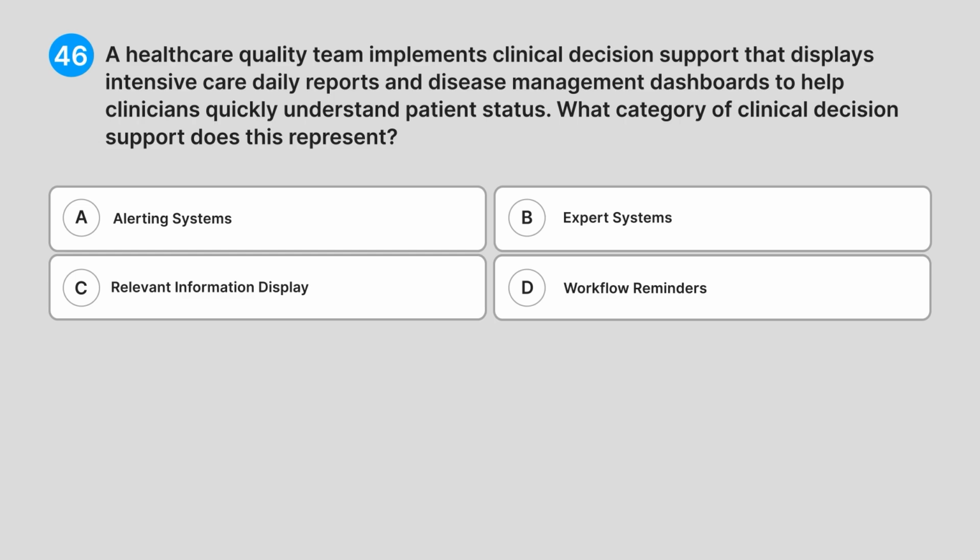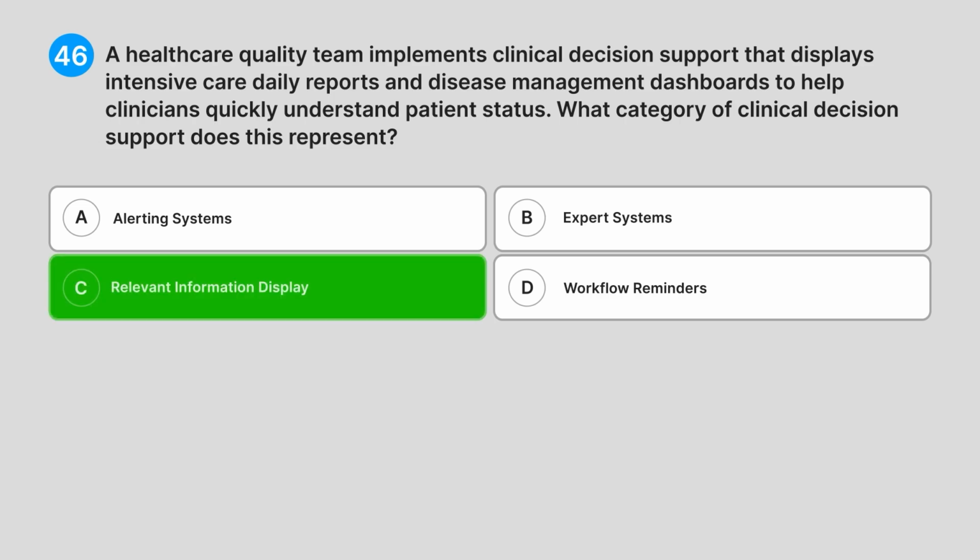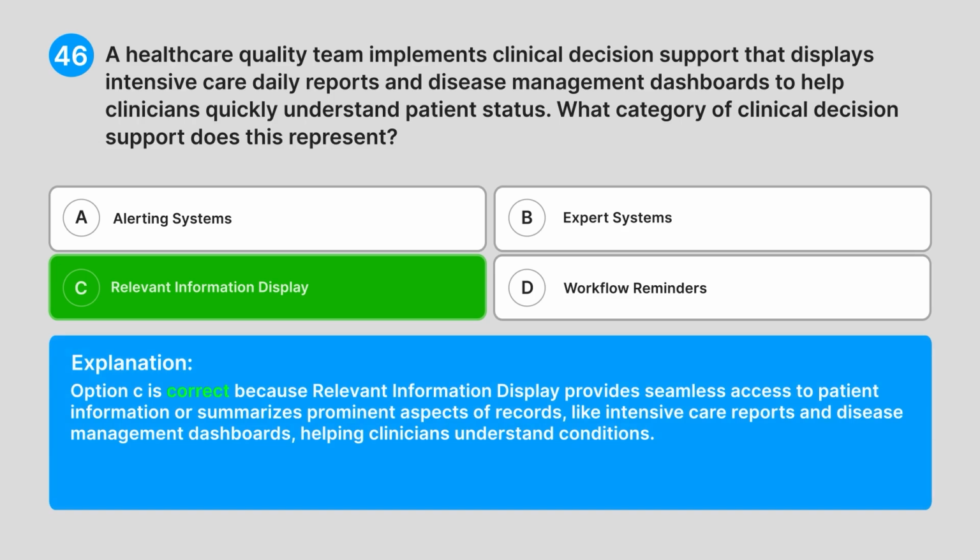Correct answer, C. Relevant information display. Explanation: option C is correct because relevant information display provides seamless access to patient information or summarizes prominent aspects of records like intensive care reports and disease management dashboards, helping clinicians understand conditions.